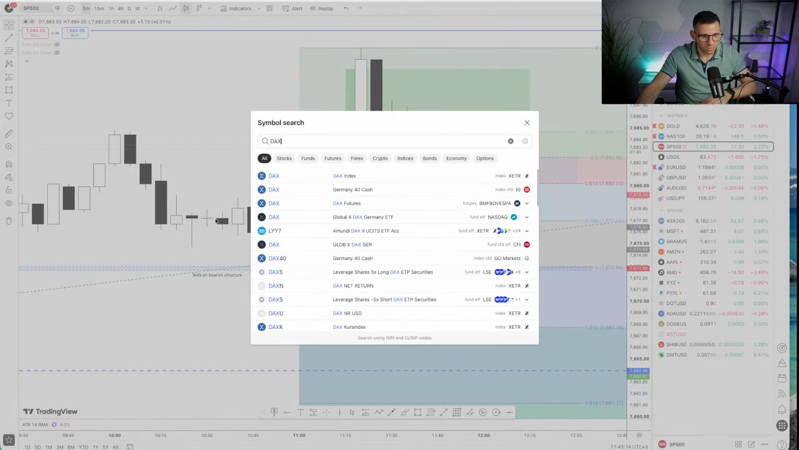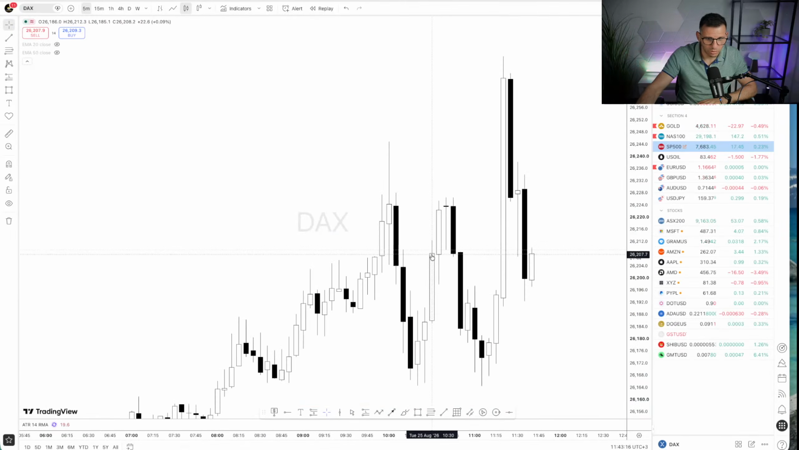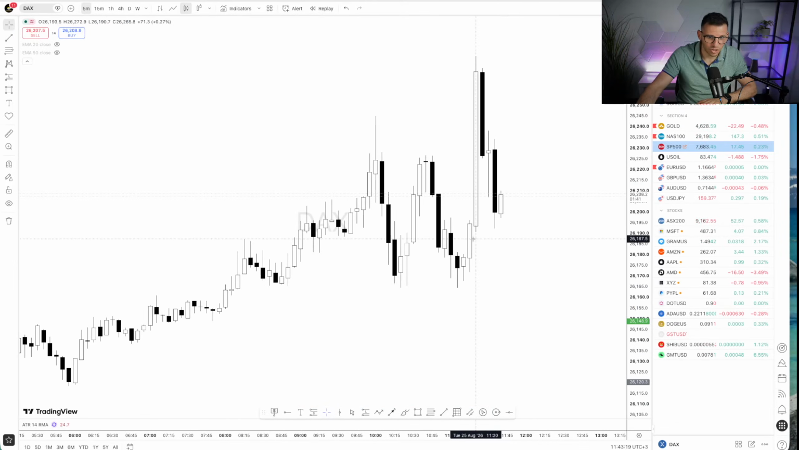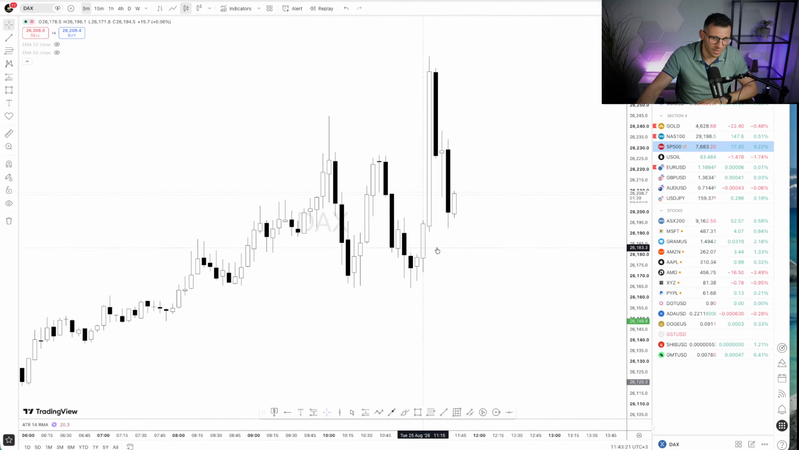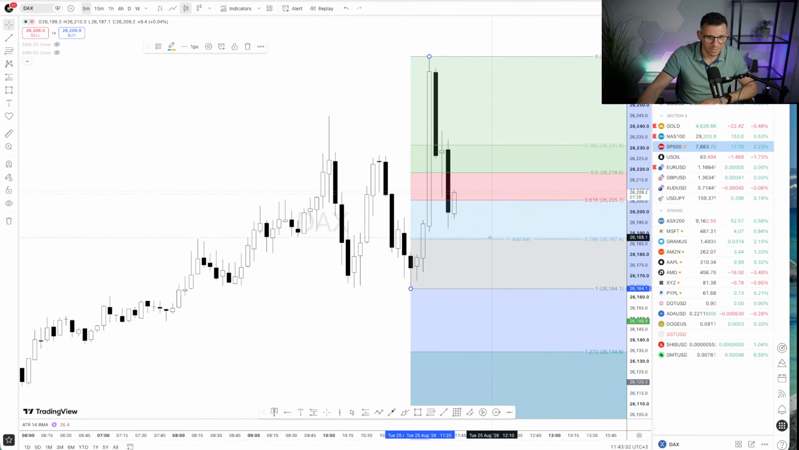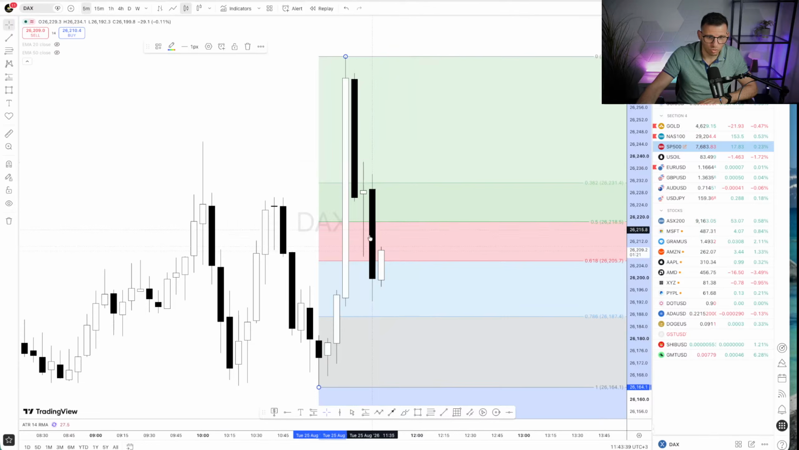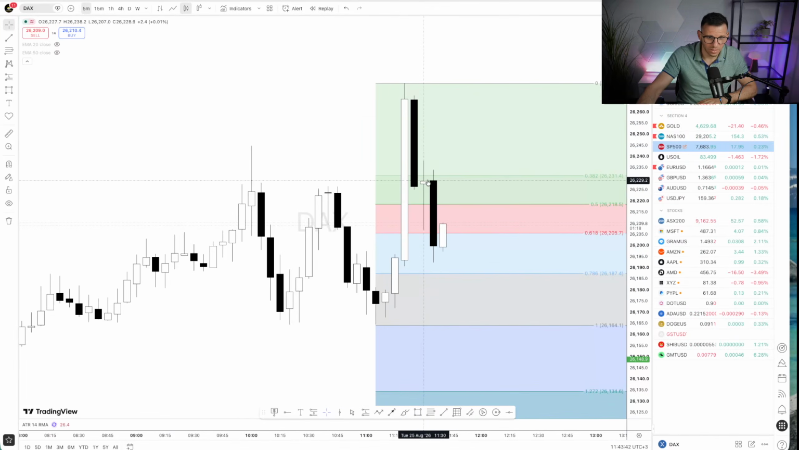Checking DAX now, Iva. Let's see what's going on with German. German 40 likes these kinds of deep retracements. Yes, around the 78.6, it's coming towards it. These candles are super long. Yeah, these candles here are so long. Let's see.